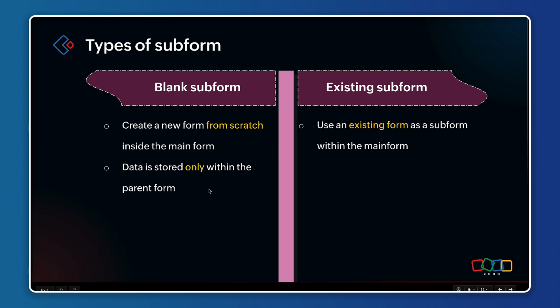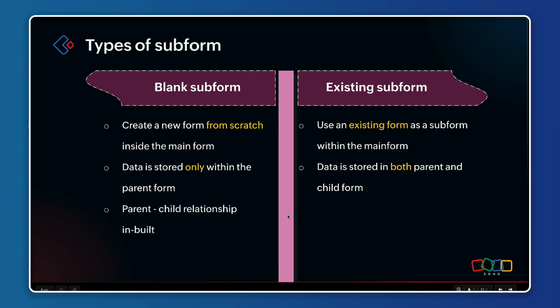Followed by, the data that you are storing in a blank subform will only be available within the parent form, right? Because you are going to create this subform from scratch within the main form. So any data that you are storing within a blank subform will only be available in the parent form. On the other hand, since you are bringing in an existing form into form A, here data is stored both in the parent form and the child form, right? So this is another major difference.